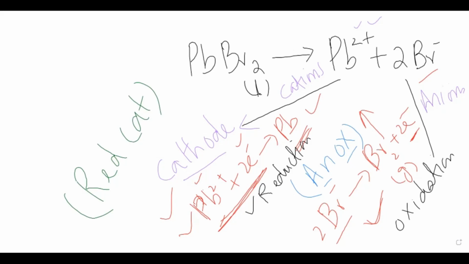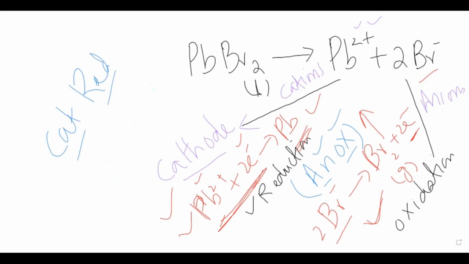We can also write it as cat red if we follow the same sequence: cathode, reduction; anode, oxidation. This is how we can memorize these things in simple ways. Cat red means at the cathode reduction takes place due to gain of electrons. At the anode, electrons are always lost and oxidation takes place, so that is called anox. Did you get this or not?